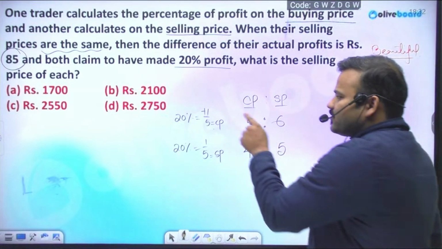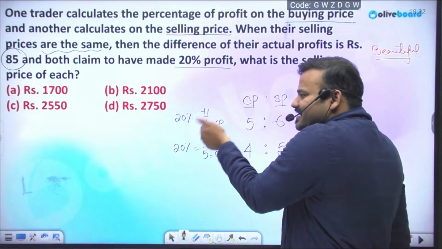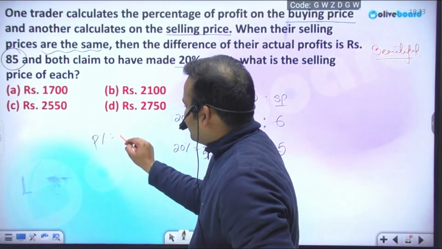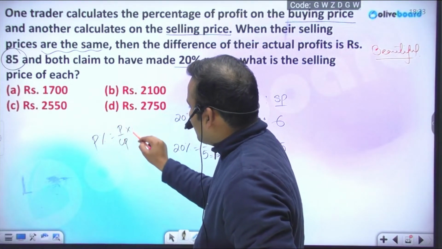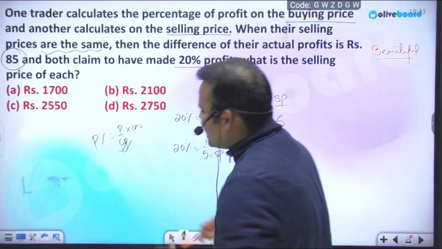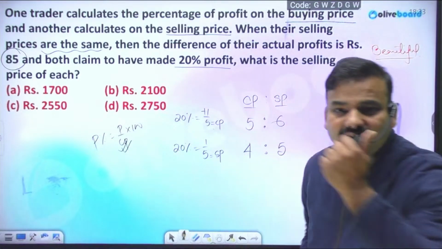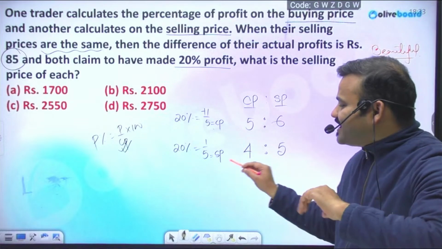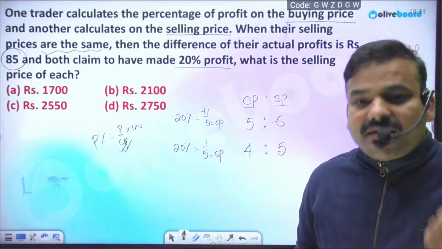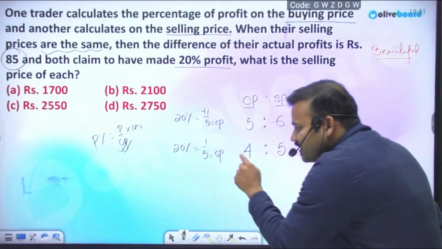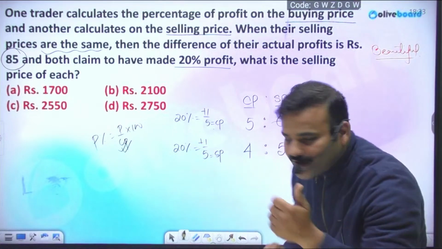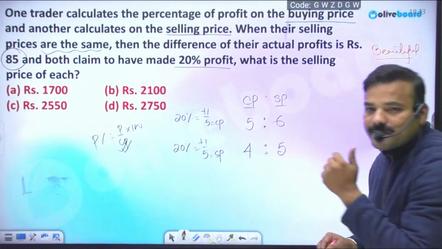For this particular person, the article of 5, profit percent is being calculated on CP. What is profit percent? Profit percent is profit on CP times 100. So the denominator is representing cost price and the numerator is representing the profit. The article of 5 is being sold at 6 units, and for this particular person he is calculating his profit on selling price. So he is selling the article at 5 by making a profit of 1. That means the cost price would have been 4.